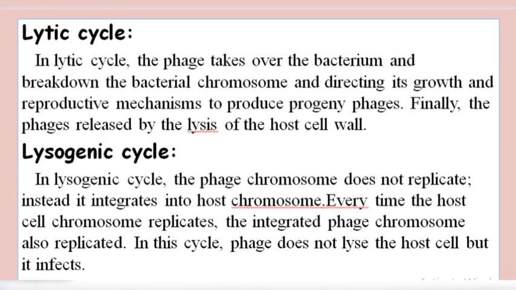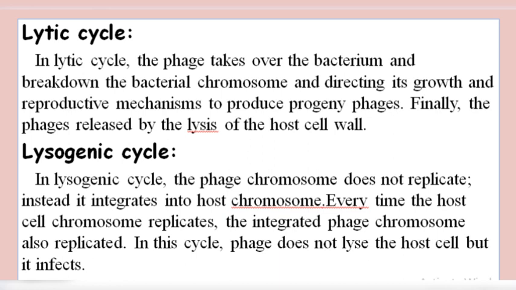Before that, we have to know about the lytic cycle and the lysogenic cycle. In the lytic cycle, the phage takes over the bacterium and breaks down the bacterial chromosome, directing its growth and reproductive mechanisms to produce progeny phages. Finally, the phage is released by the lysis of the host cell wall.